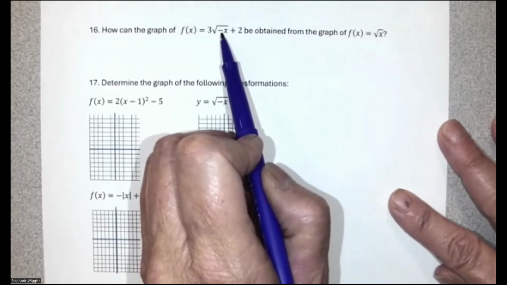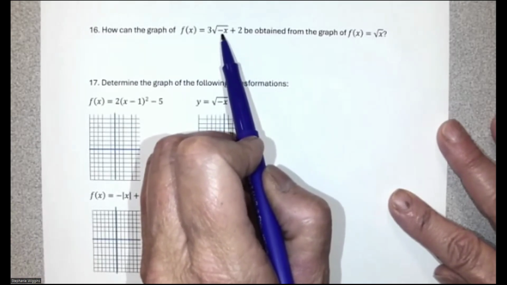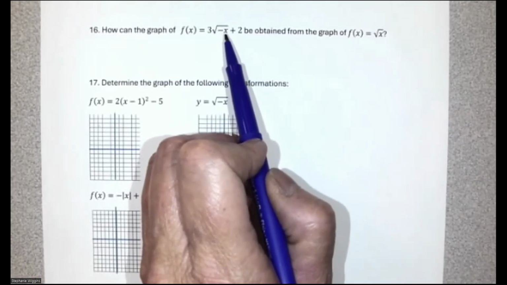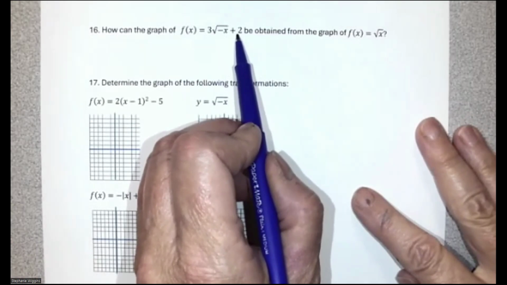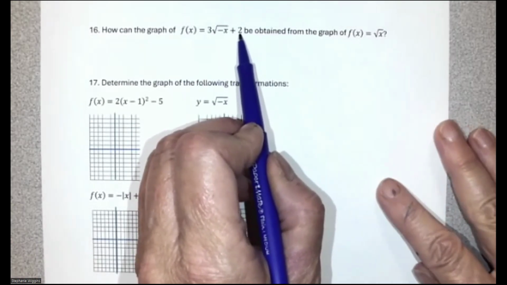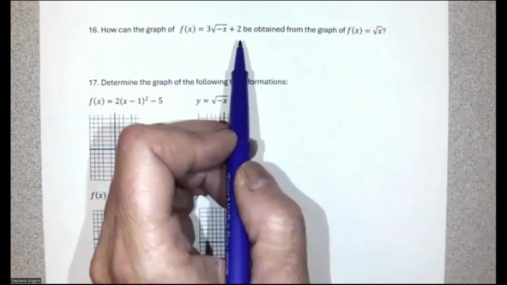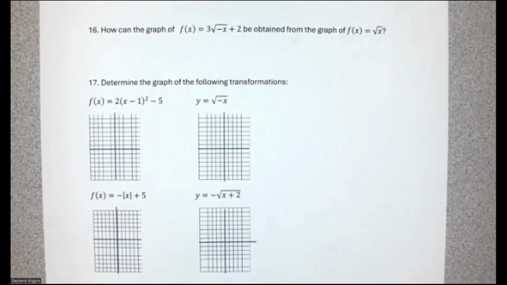This negative here is on the inside of the square root, which means it's going to be a horizontal reflection across the y-axis. And then we're going to be shifting it up 2. The plus 2 is on the outside of the square root. That means it's going to be a vertical shift up 2 units.